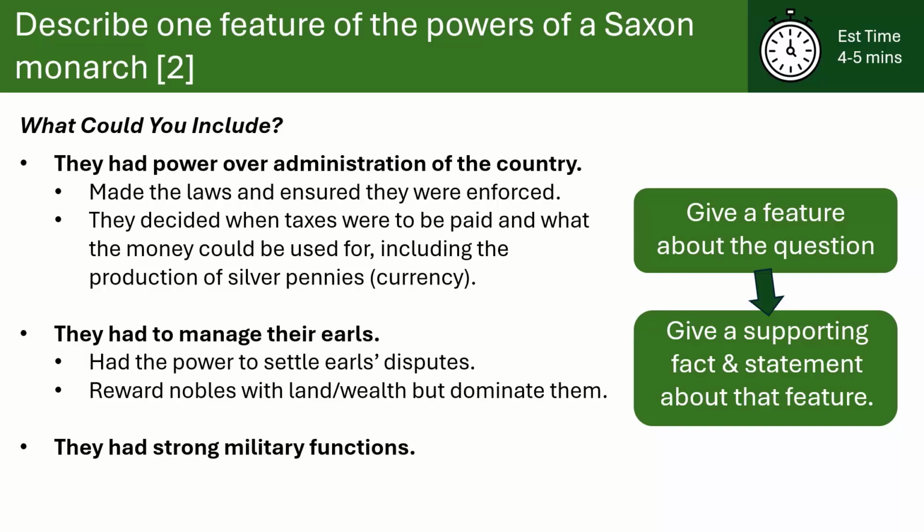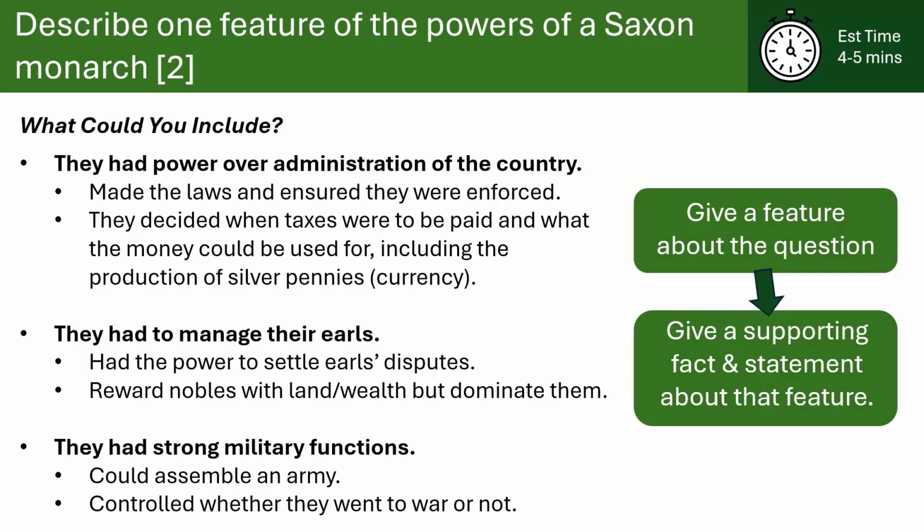So there's another one. You could also write about the military function as well. We know that the king is in charge of the army. He has the right to assemble that army, and he could control essentially whether they went to war or not. Of course, he would consult his witan, but the king was ultimately responsible for matters of war.